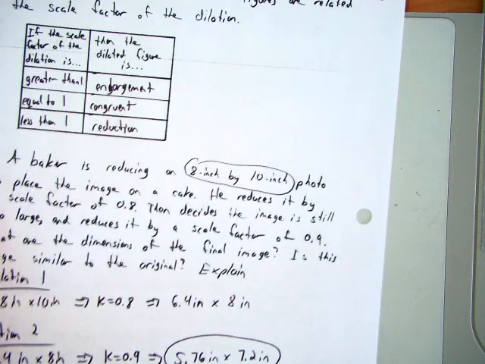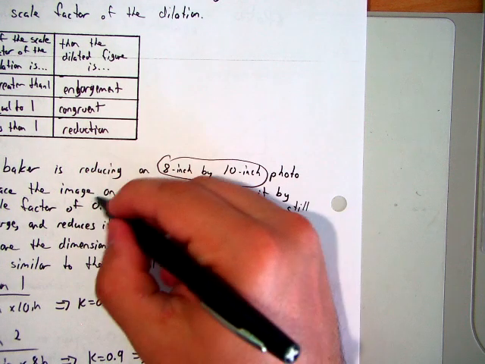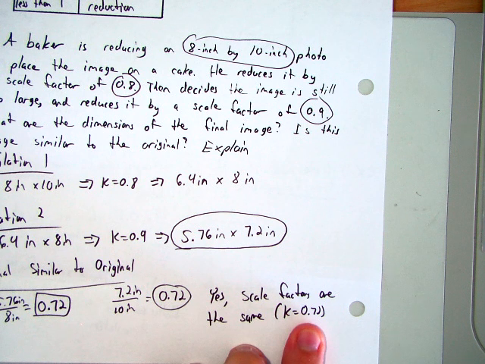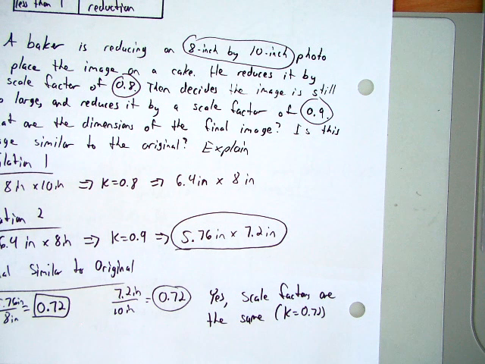We could have also found it by multiplying the two scale factors above. 0.9 and 0.8 were the two scale factors. If we multiply those two scale factors together, we would still get down to 0.72, which is also a good way to calculate the scale factor of multiple either enlargements or reductions.